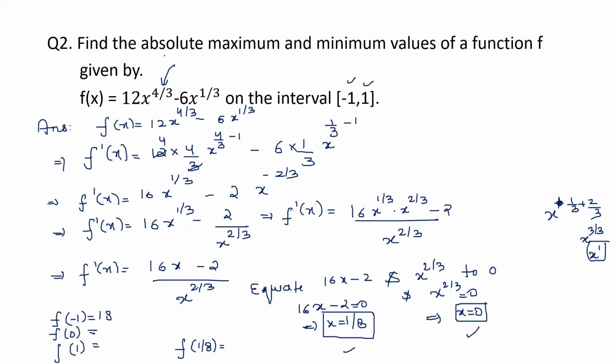I can't find for -1. Why? I will change the slide.